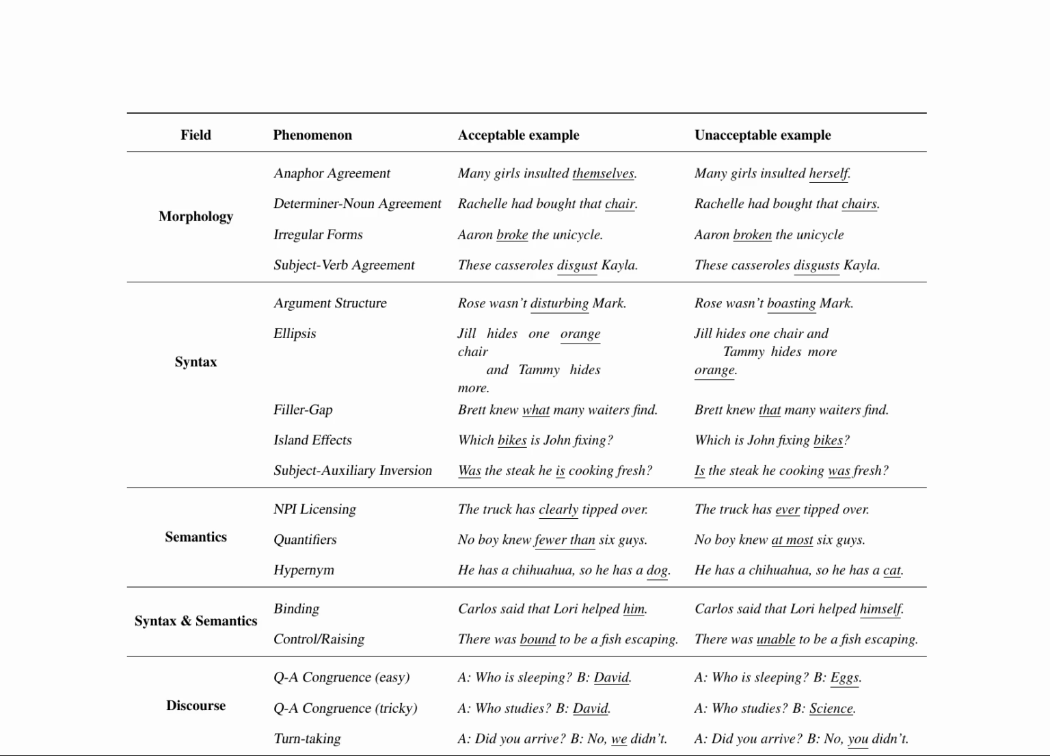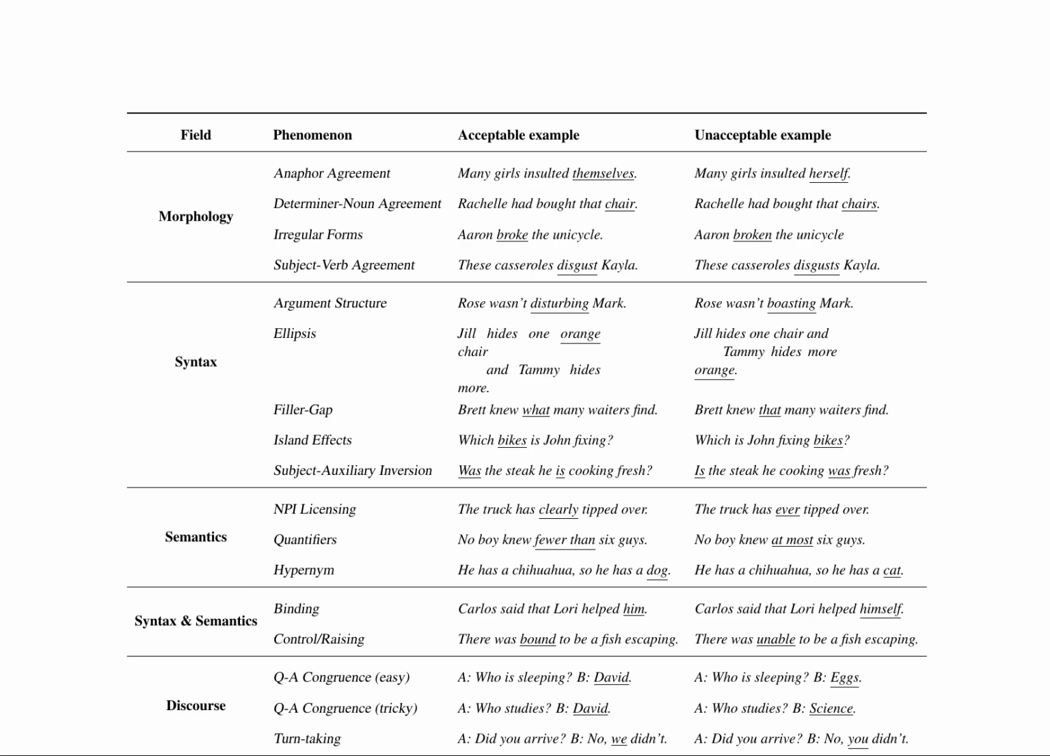The BLIMP dataset is used to evaluate linguistic understanding in language models, with Table 7 presenting examples of minimal pairs categorized into morphology, determiner-noun agreement, irregular forms, subject-verb agreement, syntax, ellipsis, filler gap, island effects, subject-auxiliary inversion, semantics, and discourse. Each category includes acceptable and unacceptable examples, demonstrating the linguistic nuances that language models should capture.